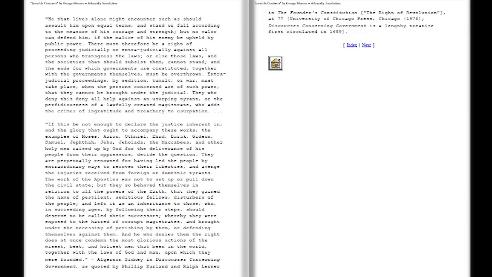Algernon Sidney, in Discourses Concerning Government, as quoted by Philip Kurland and Ralph Lerner in The Founders' Constitution, The Right of Revolution, at 77, University of Chicago Press, Chicago, 1978. Discourses Concerning Government is a lengthy treatise, first circulated in 1689.